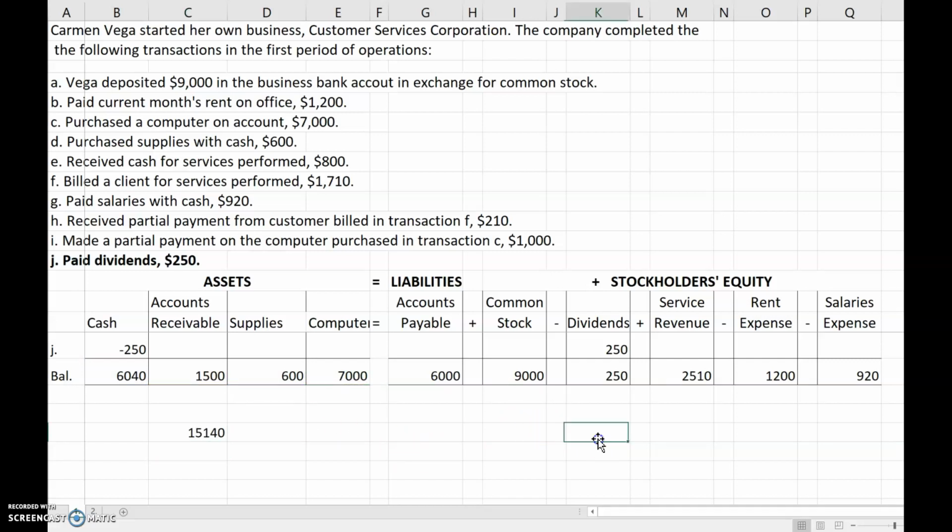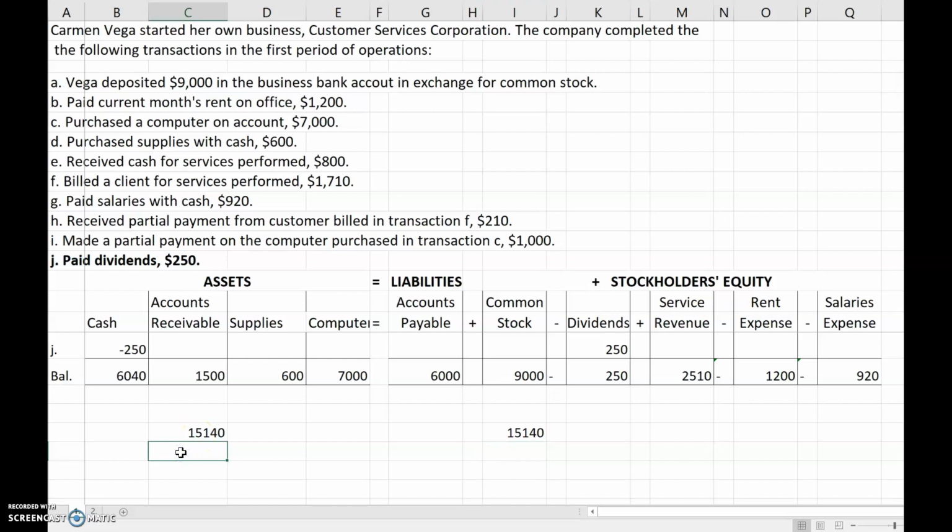And then on the other side of the equal sign, we have to pay attention to the sign. So it's the accounts payable, the liabilities plus the stockholders' equity. But to get our stockholders' equity, remember, dividends is being subtracted and our expenses are being subtracted. Okay, so we can do equal 6,000 plus the 9,000, but then minus the 250 plus the 2510 minus the 1,200 minus the 920. Okay, and so we can see that 15,140 equaled the 15,140.